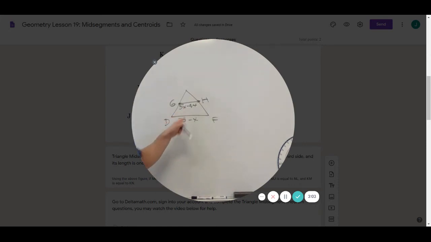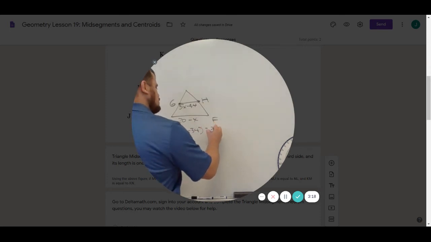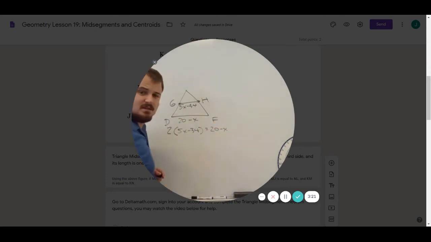So what do we know about the relationship between GH and DF? We know that GH is half of DF. Or in other words, if you double GH, you should get DF. So let's do 2 times the quantity 5x minus 34 equals 20 minus x. You see that? Just double whatever GH is, and that should give you whatever DF is.